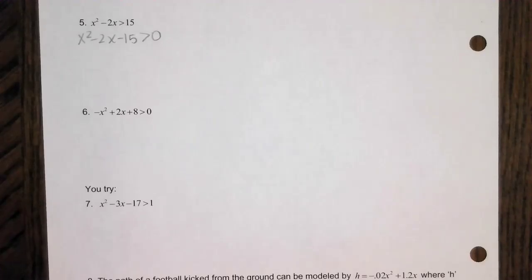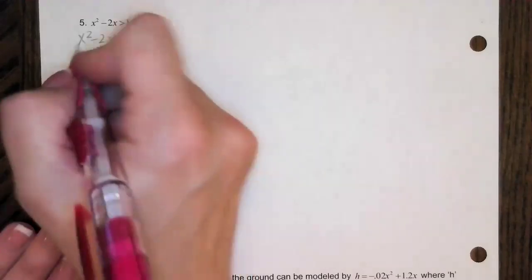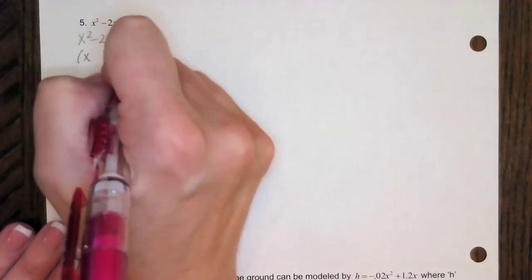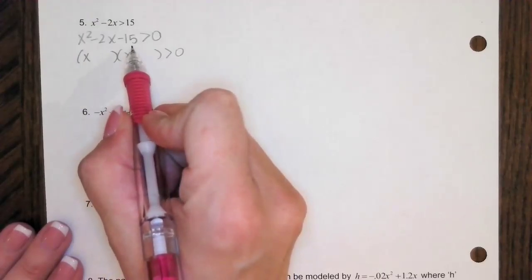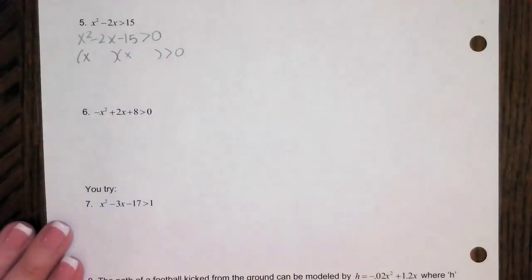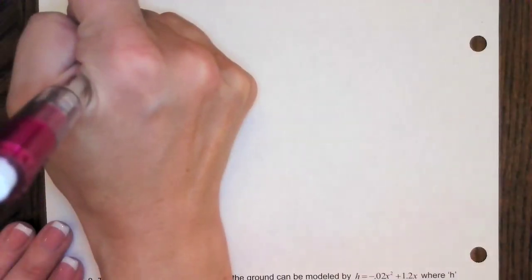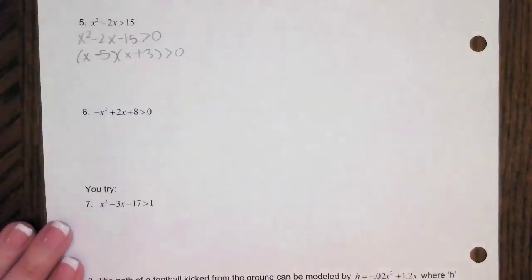You can complete the square, you can graph it, you can factor, you can use the quadratic formula. Most of these factor, so that's going to be the easiest way. So I'm going to go ahead and factor this. X times x. And we're looking for what multiplies to be negative 15 and adds to be 2. And so that would be negative 5 and positive 3.